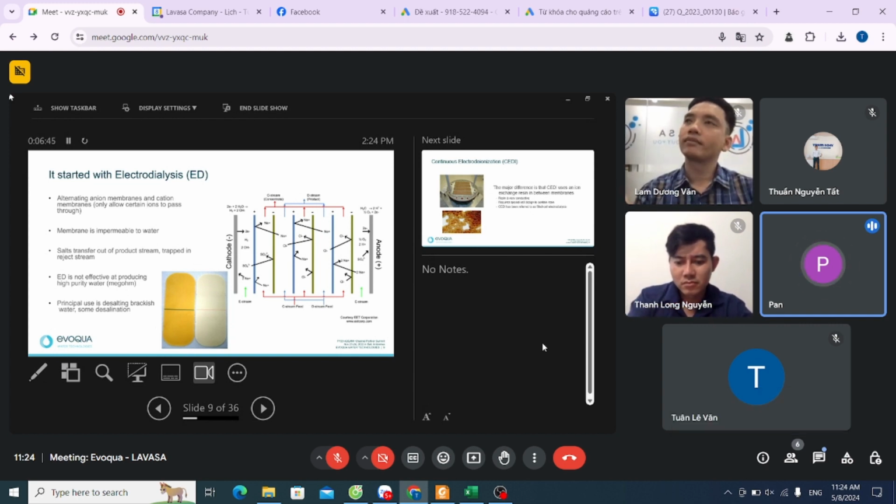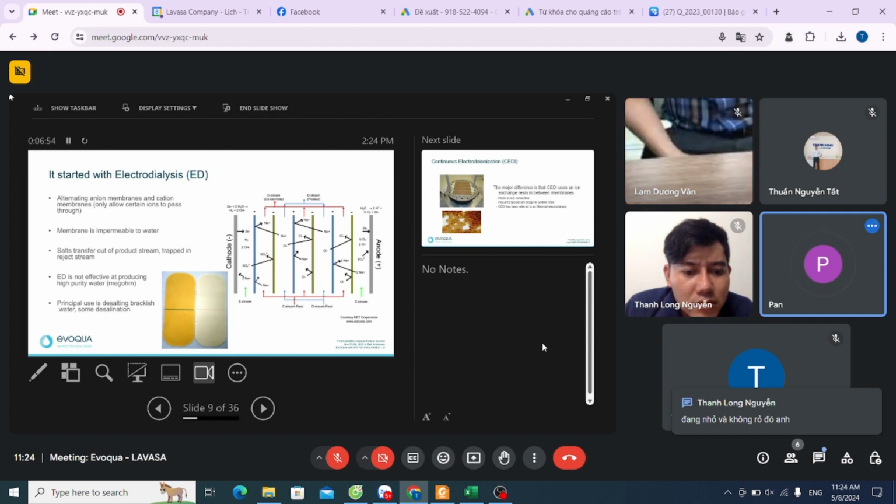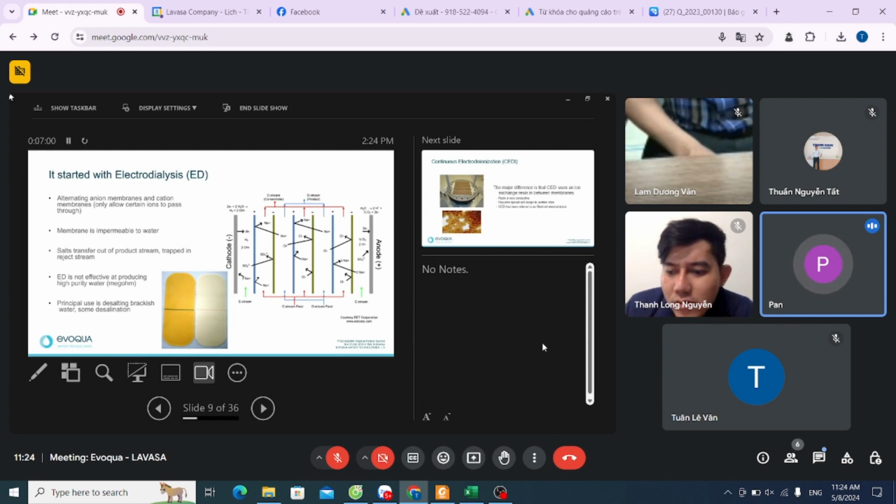Okay, so it's a different technology. Let's say I have a cup of water. For RO technology, I pour out the water. For EDI, I pour out the salt. It makes use of a DC current and there's some resin inside to clean the module, that is, to clean the water itself.